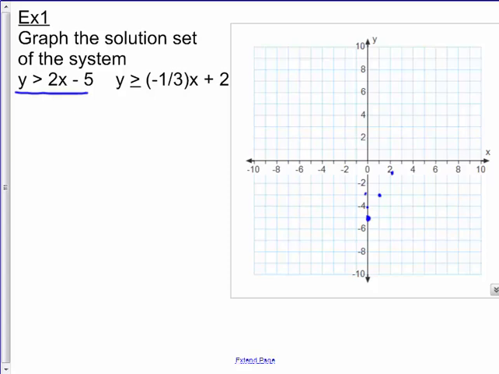Let's remind ourselves of some things. We're going to start at -5. We're going to go up 2 over 1 because we're in slope-intercept form here. Things I want to look at here, remember when I graph, I'm going to use either a dashed or a solid line. In this case, I'm going to use a dashed line.